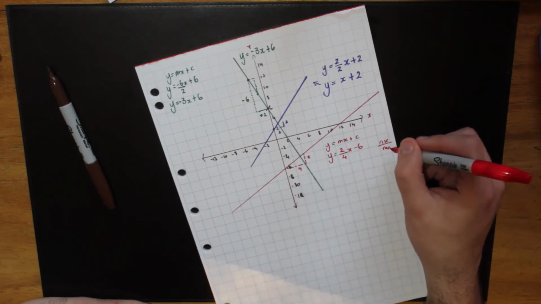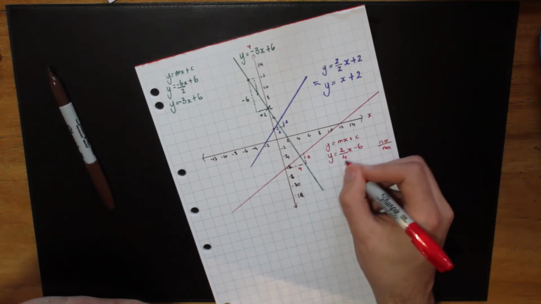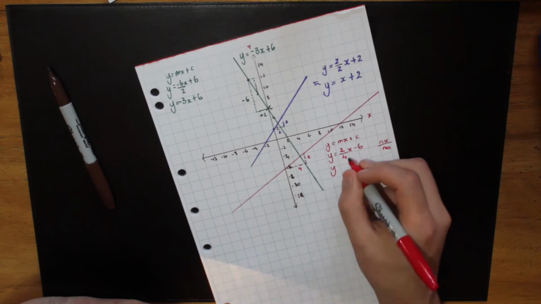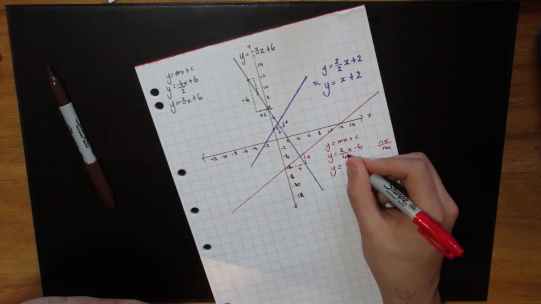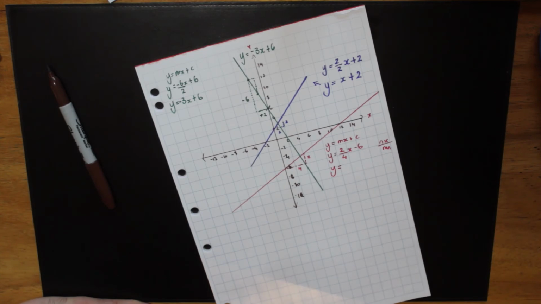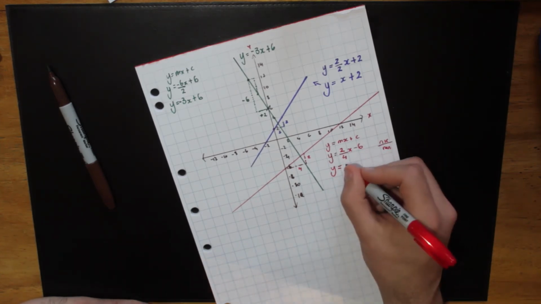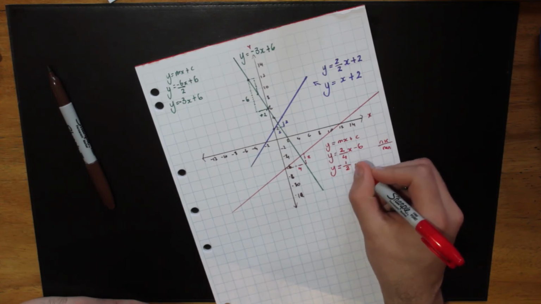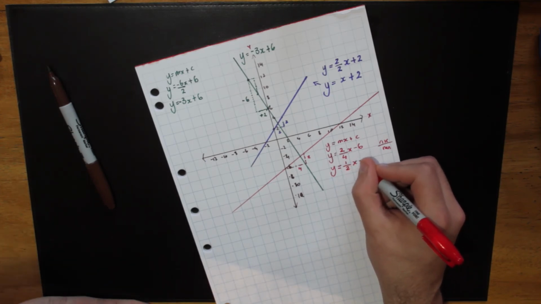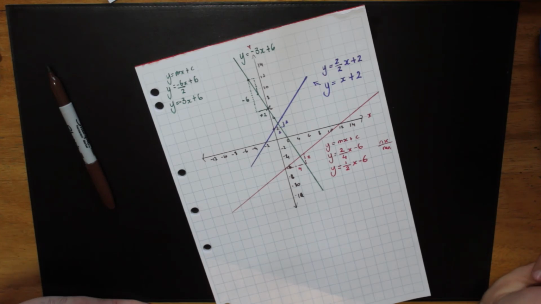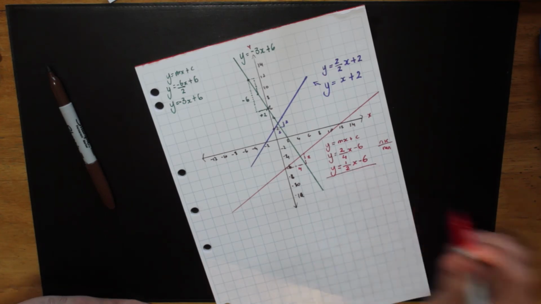So we have rise over run. So 2 over 4, well we can simplify this. So it's y equals 2 divided by 4 is equal to 1/2 x minus 6. And that is the equation for our line.